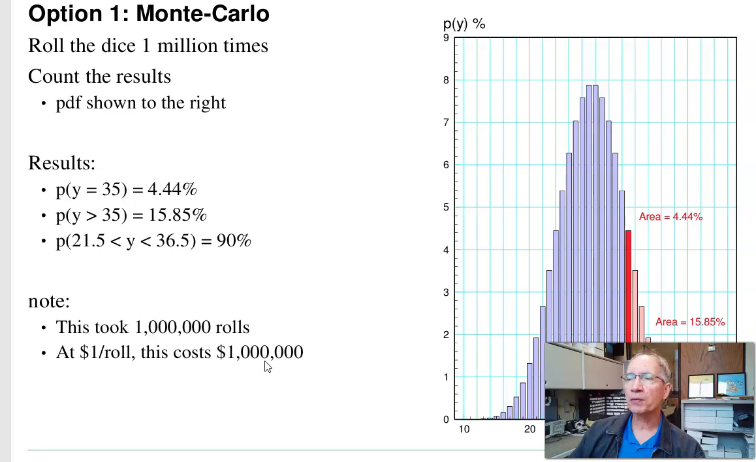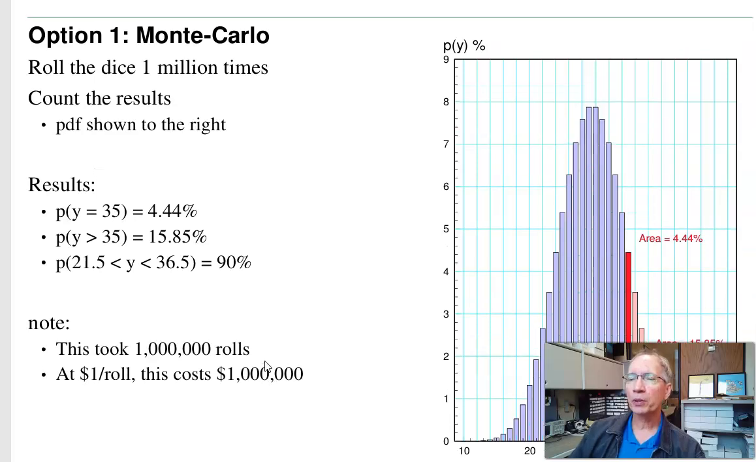Now, in this course, we've covered a couple different ways to calculate probabilities. One approach is Monte Carlo. With Monte Carlo, what you do is you repeat an event over and over again, such as roll the dice 1,000,000 times, and simply count. How many times do I get the number 35? How many times do I get the numbers bigger than 35? Or what's the 90% confidence interval? So you can do that.